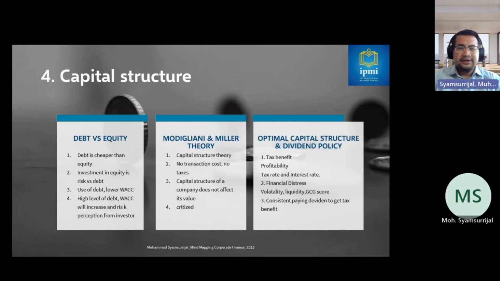Fourth is capital structure, long-term sources of funds, or the financial structure. So what is a capital structure? Capital structure is the particular combination of debt and equity used by a company to finance its overall operation and growth. Equity capital arises from ownership shares in a company and claim to its future cash flow and profits. Capital structure consists of debt versus equity, Modigliani and Miller theory, and also optimal capital structure and dividend policy.